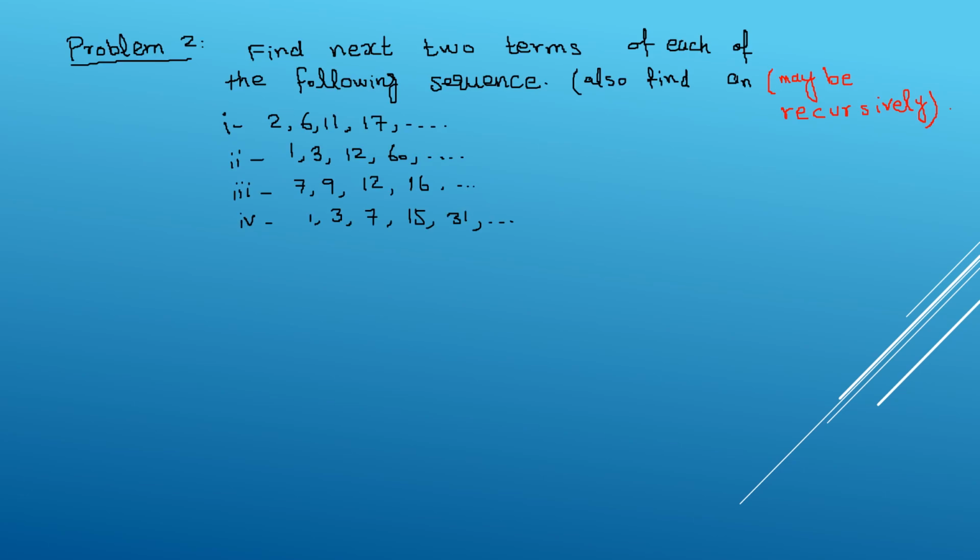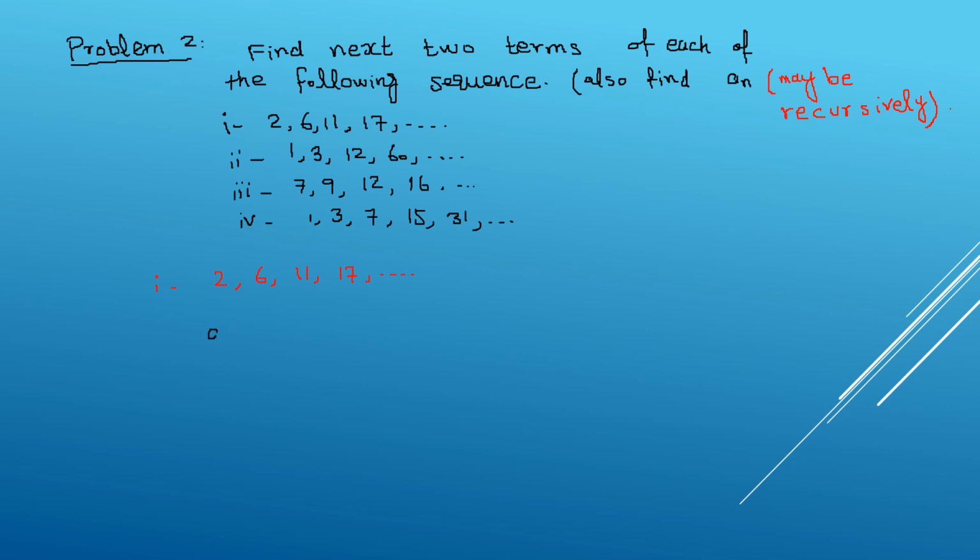So here is the problem: we need to find the next two terms of each of the following given sequences, and also we need to find the a_n, which may be either a closed form or recursively defined. The first one is 2, 6, 11, 17, and so on. First of all, we look at what the pattern actually is here.